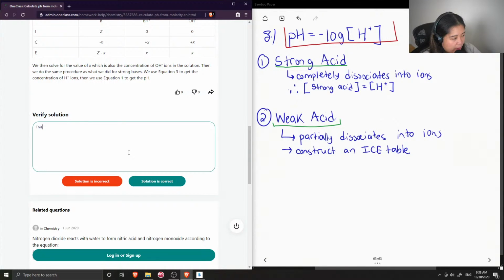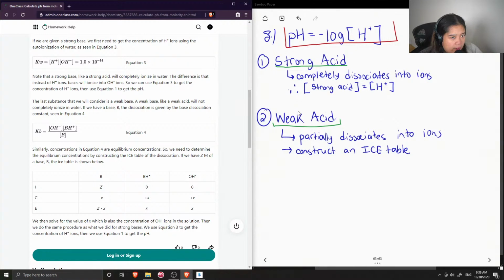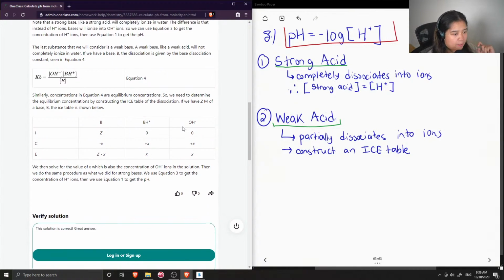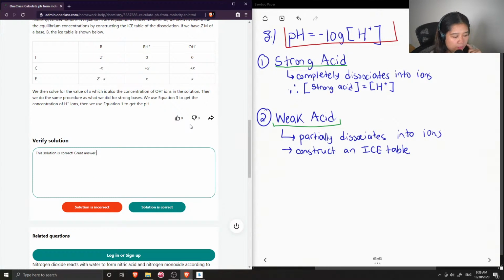Yep, so they gave all of the different examples. So this solution is correct. So just note that every time you have either a strong acid or a strong base, it's easy to find the concentration of H+ ions, but once you have a weak acid or a weak base, you just add an additional step every time.